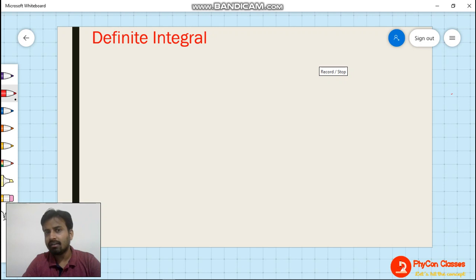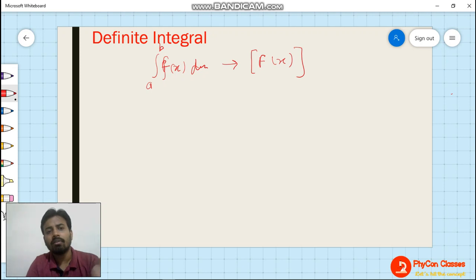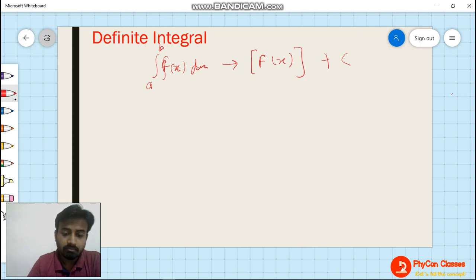See, a definite integral is the type of integral in which we have limits. The limit goes from some point A to point B for some function f of x dx. Let's suppose the integration value is f of x. Now see, if there were no limits A and B, then this integration value along with the constant would be the answer. But here we do have limits, and hence the constant will be removed.